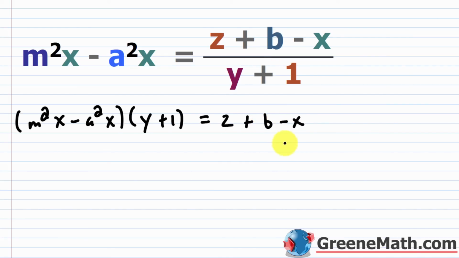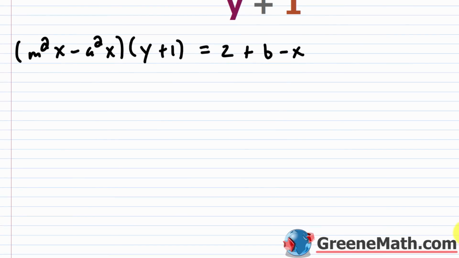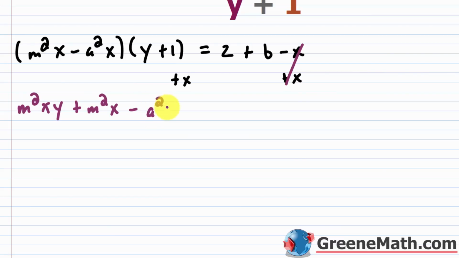Now what I'm going to do actually is add x to each side of the equation, just to get rid of it. So I'm going to put plus x here and plus x here, and I'll cancel it from over here. So what's going to happen is I'm going to do FOIL over here and then just add x to that. So let's just say m squared x times y. That's going to be m squared xy. And then this is going to be times 1. So plus m squared x. And then we're going to go minus this guy times this guy. So a squared xy. And then lastly, it's going to be this guy times this guy. So it's minus, and we're multiplying by 1. So a squared x.